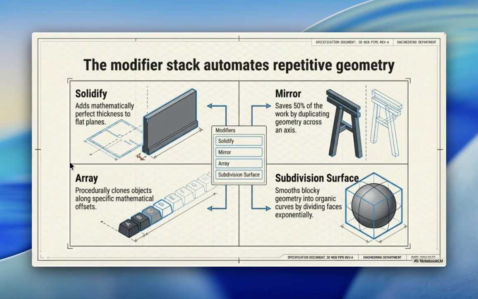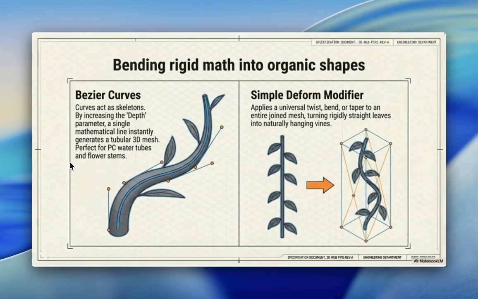Then you have an array, which procedurally clones objects along specific mathematical offsets. Subdivision surface smooths blocky geometry into organic curves by dividing faces exponentially. Bending rigid mesh into an organic shape. Bezier curves. Curves act as a skeleton: by increasing the depth parameter, a single mathematical line instantly generates a tubular 3D mesh. Perfect for PC water tubes and flower stems. Simple deform modifier. Apply a universal twist, bend or taper to an entire joint mesh, turning rigidly straight leaves into naturally hanging vines.